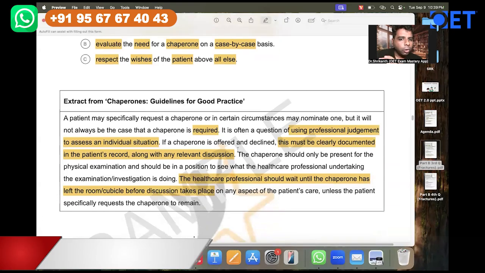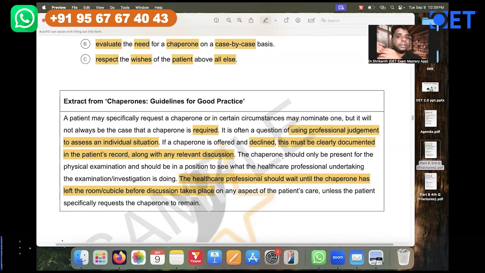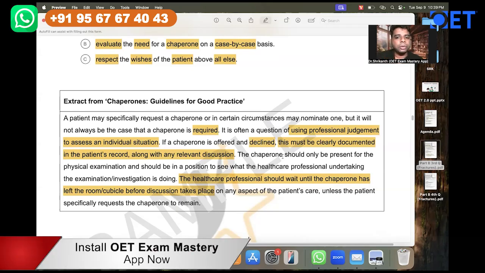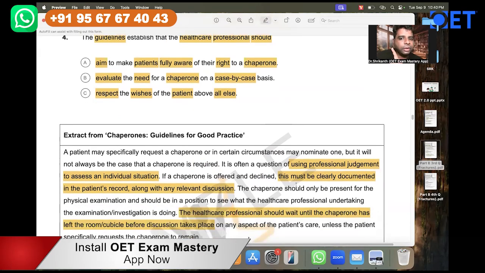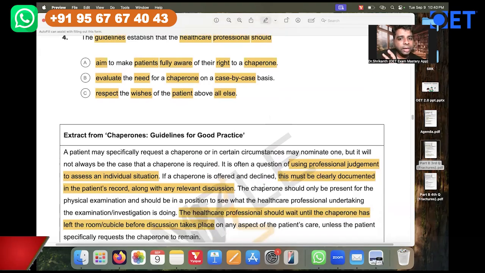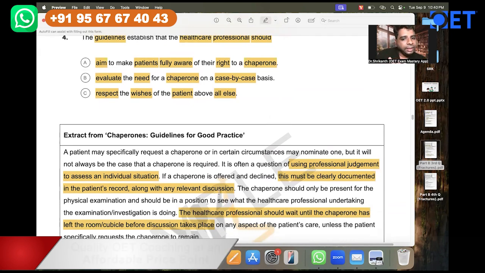If a chaperone is offered, okay. So now we took the decision. So the medical staff, they assess the individual and they tell, okay, I'm giving you a chaperone, but it is declined. Now, what is the patient doing? The patient is declining. We are offering them a chaperone. The patient is declining. So what must the medical staff do? See, this is why I highlighted this information. This is an expectation from the healthcare professional. So what is expected? If they are declining the chaperone, this must be clearly documented in the patient's record. It should be documented, means they have to write everything in the record along with any relevant information.